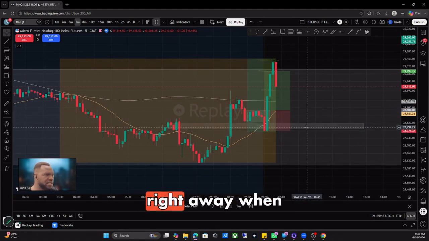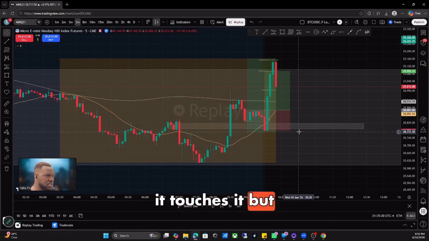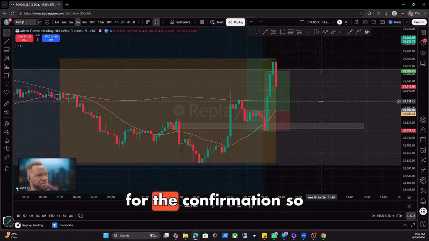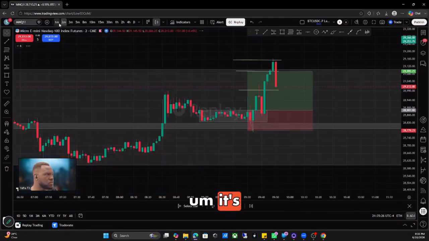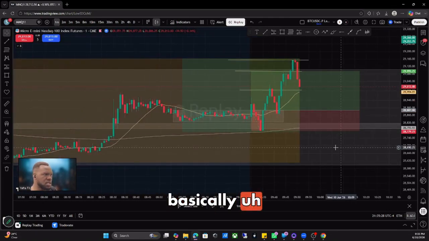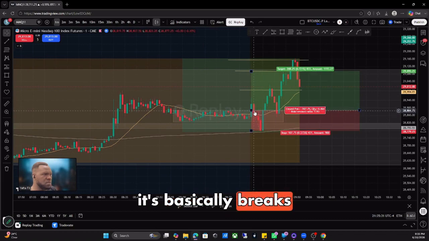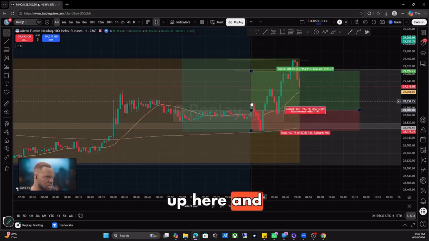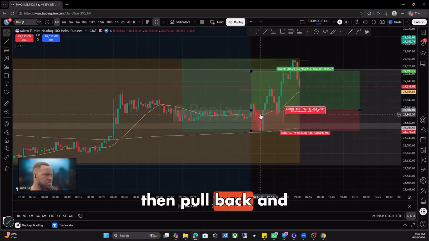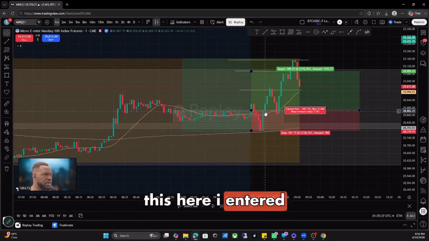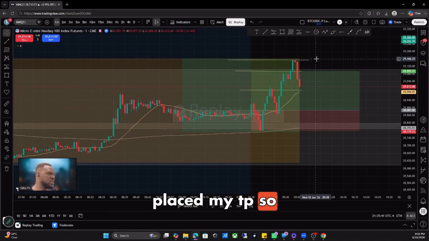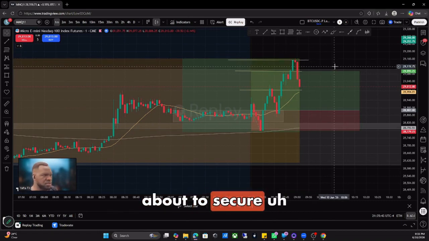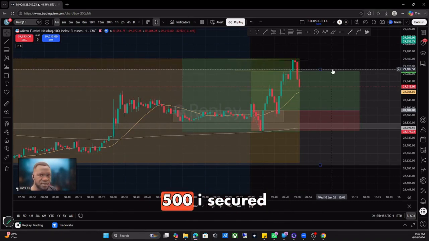I could have entered right away when it touched it, but I was waiting for the confirmation. So it basically breaks up here, and then it retests, and then pulls back, and it's here. I entered here, and then I placed my TP. So I was able to secure 500.